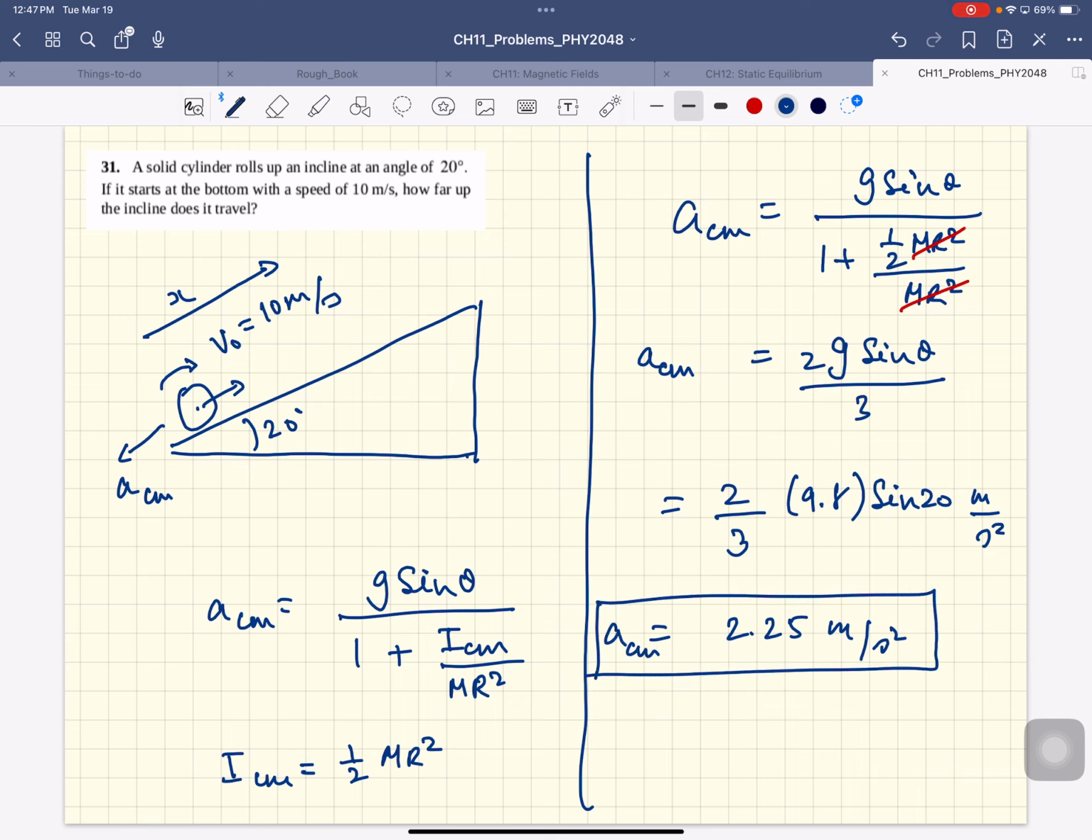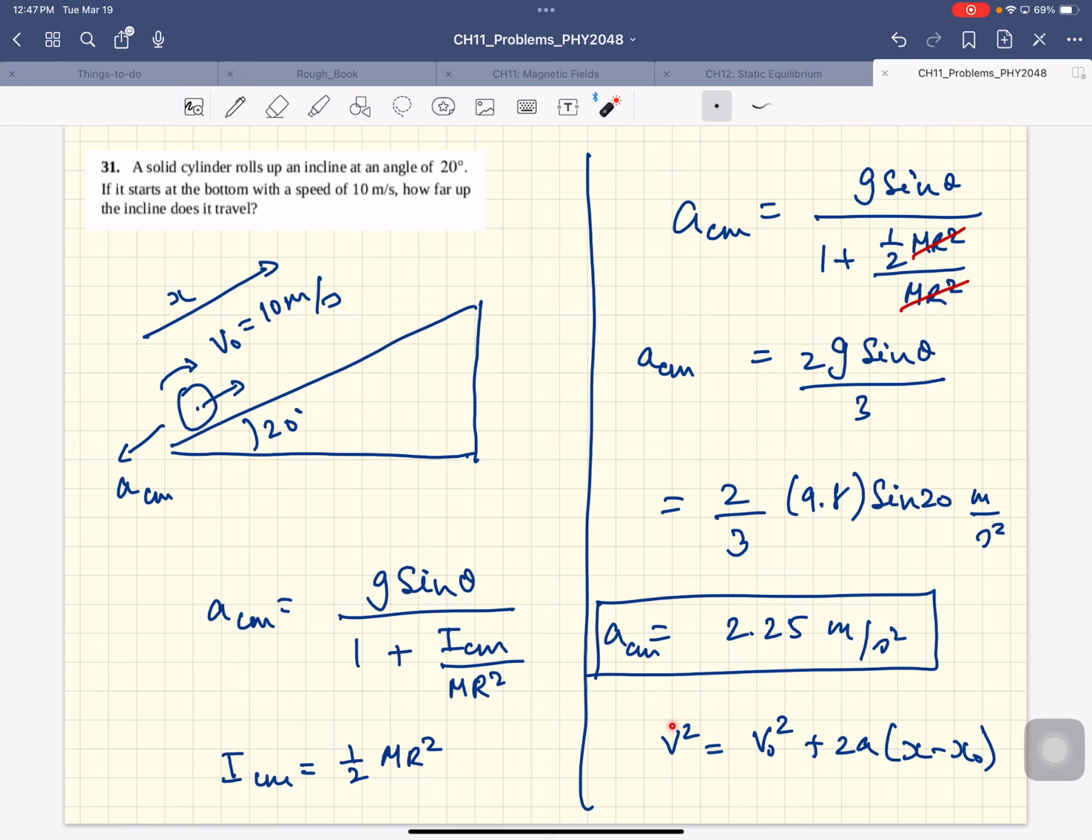Okay, so what is this number? That's the acceleration of the center of mass of this wheel in this direction, okay? And this was the initial velocity in that direction. So now we'll find out how far it goes up. So we can use this formula. How about we use this one? V squared equals V naught squared plus 2a(x minus x naught). Okay, what does this formula give you?